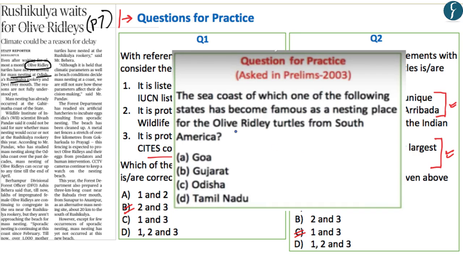Now, a question with regards to olive ridley turtles was asked in the prelims of 2003, whereby the question had asked: the seacoast of which one of the following states has become famous as a nesting place for the olive ridley turtles from South America? The correct answer to this question would be C, Odisha. Now, these statements are the main points that you need to remember with regards to the olive ridley turtle. And so now with this, let us move on to the next article.